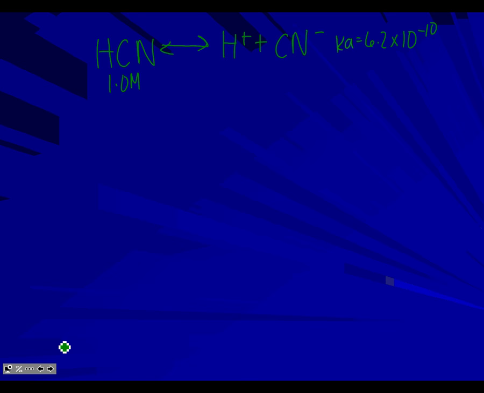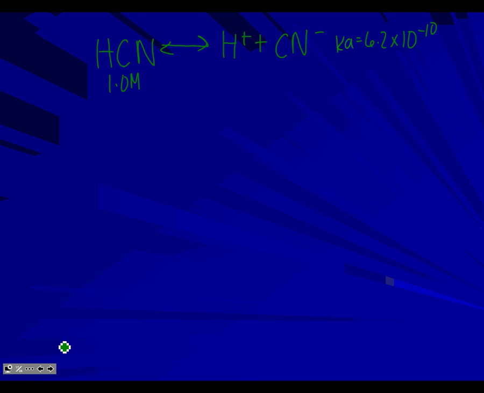So first off, we have hydrocyanic acid. Hydrocyanic acid is weak, so our arrow will go both directions. If you're looking at your textbook, they did give us the Ka value for this one. It's 6.2 times 10 to the negative 10th. So this is a really weak acid. It would give an excellent conjugate base. Cyanide is a really good conjugate base. And this was 1 molar.